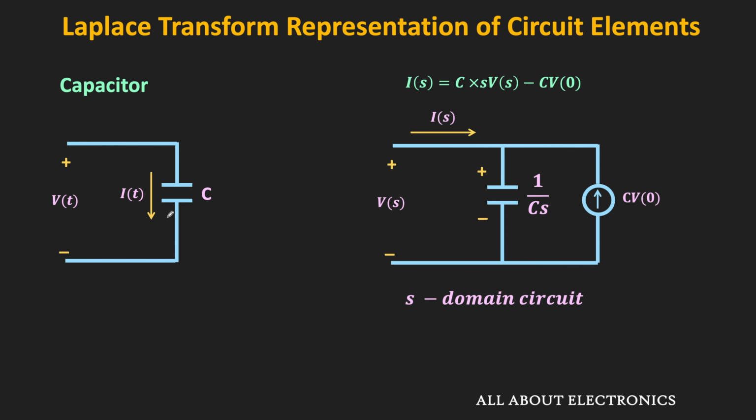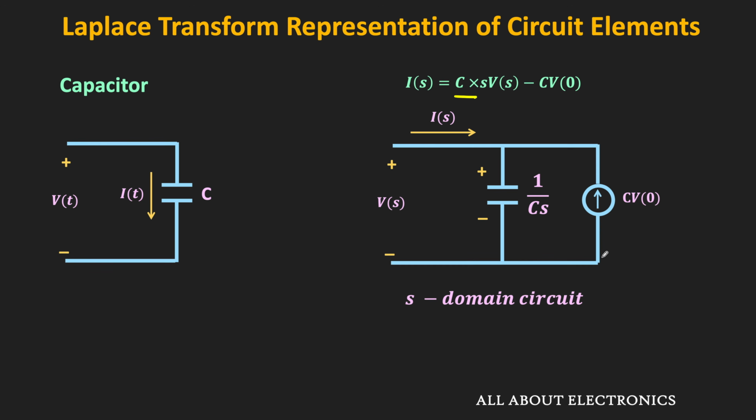And based on this expression, this is the equivalent circuit. As you can see, this I of S is the incoming current to the capacitor, and this V of S is the voltage across the capacitor. And this 1 over Cs is the impedance of this capacitor. And this current source exists because of the initial voltage across the capacitor. So this is the equivalent S domain circuit representation for the capacitor.